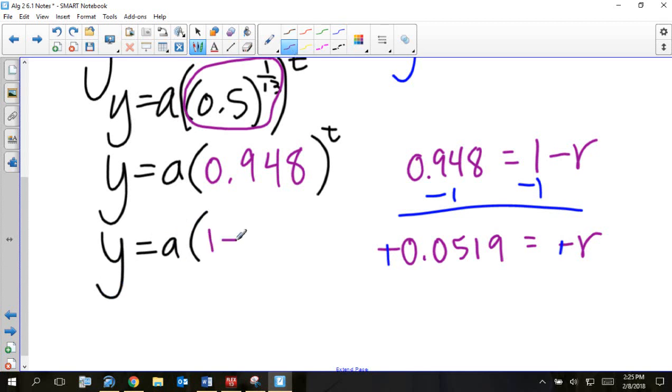So now I have 1 minus 0.0519 to the t. Once you've done that, you can find your r. So you have this number, that's your r.